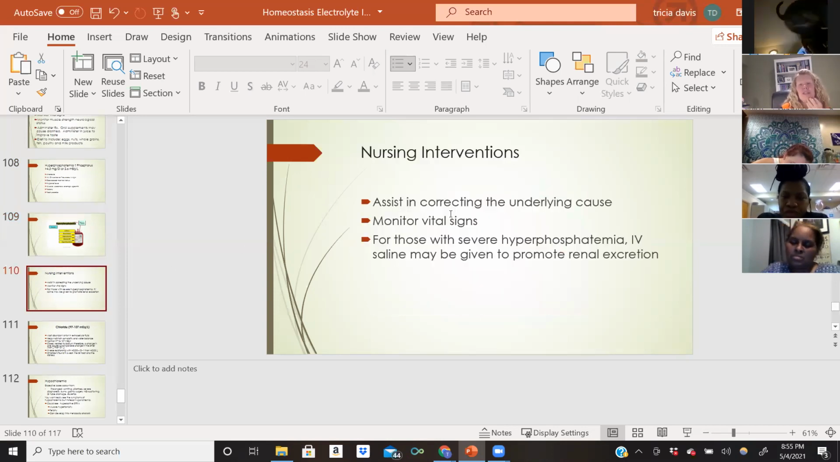So what do we want to do to fix the problem? We want to assist in correcting whatever that underlying cause is. We're going to monitor their vital signs. They're going to be on a telemetry monitor. We're going to be watching their heart rate. For patients that have severe hyperphosphatemia, they might need IV saline to help promote renal excretion of the high potassium.